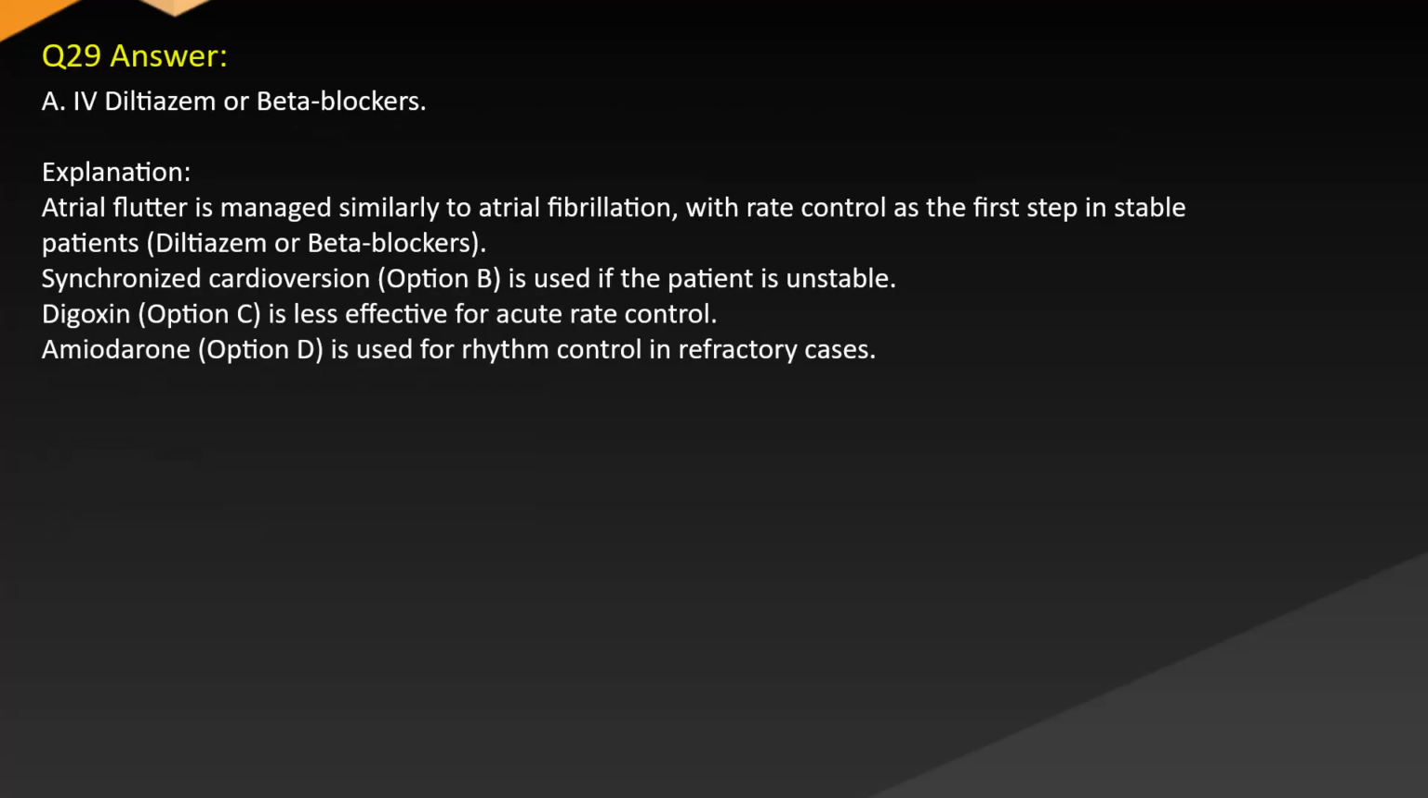Answer: A. Diltiazem or beta blockers. Explanation: atrial flutter is managed similarly to atrial fibrillation, with rate control as the first step in stable patients. Diltiazem or beta blockers. Synchronized cardioversion, option B, is used if the patient is unstable. Digoxin, option C, is less effective for acute rate control. Amiodarone, option D, is used for rhythm control in refractory cases.